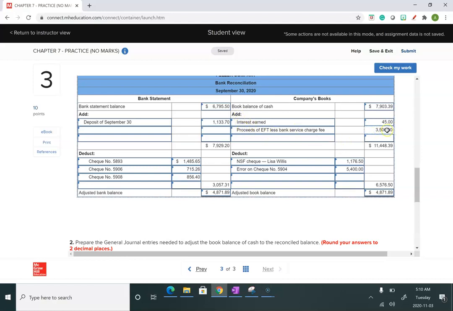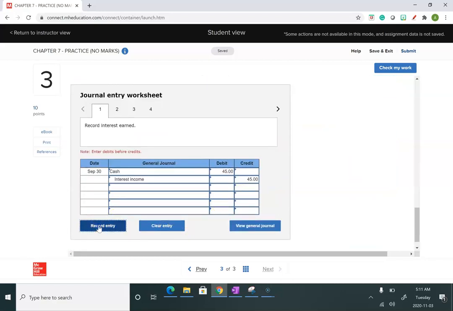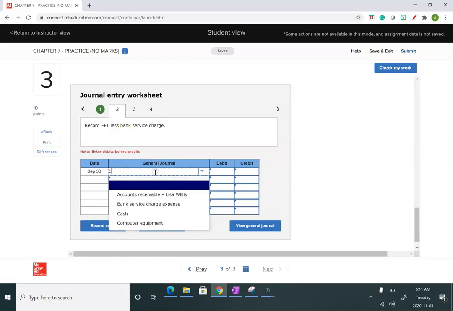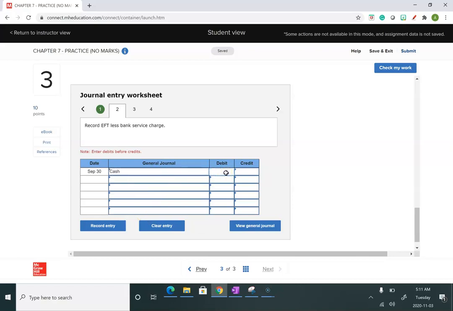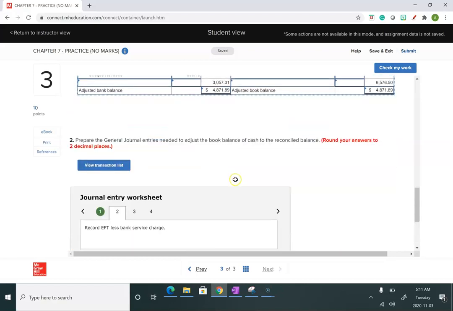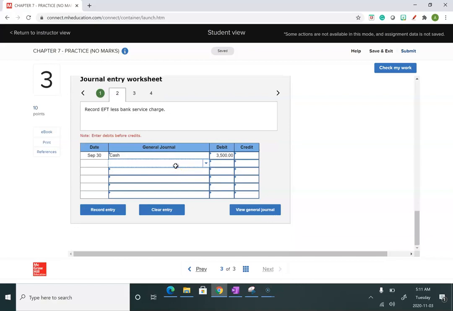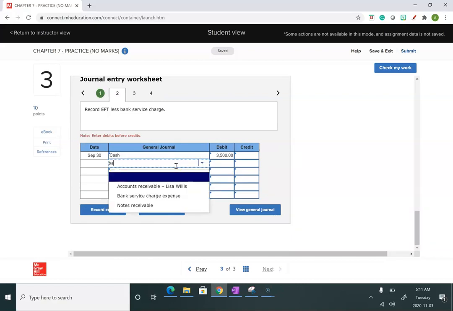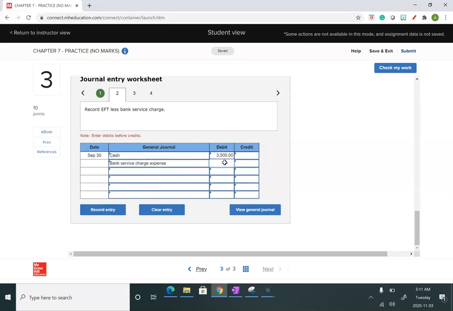So I'm gonna have cash of 3,500 next because anything added is a debit. So to record the EFT less the bank service charges, remember we said cash of 3,500. So then that's recording this number here. And then we had to subtract $50, which was the service charge. And so when it reduces cash, that would be a credit on that side. So then the expense would be a debit. And then those two added together is $35.50.